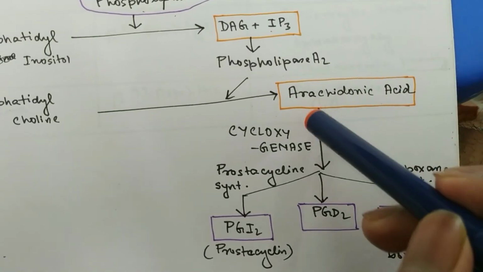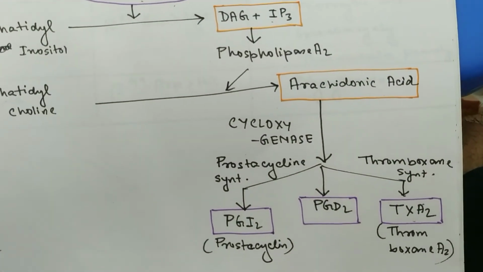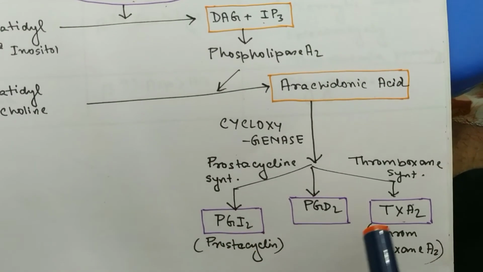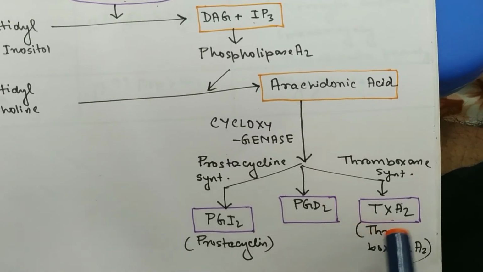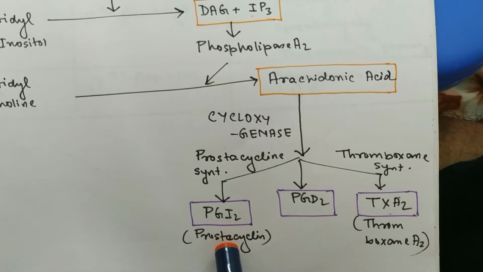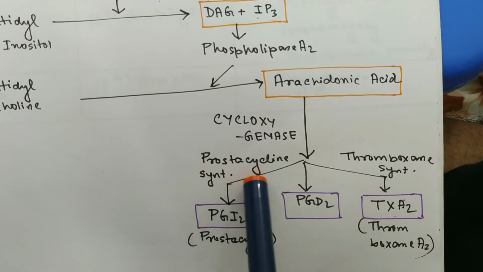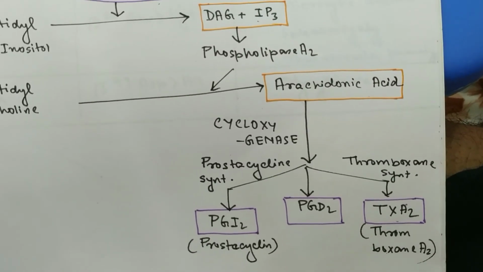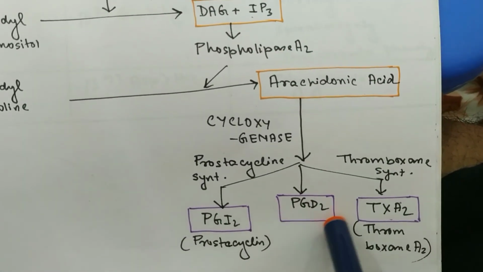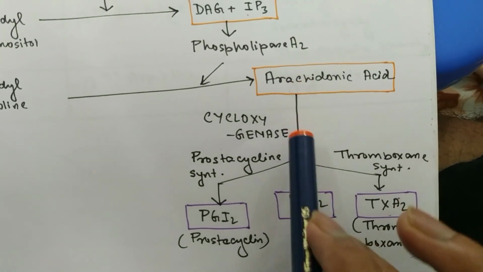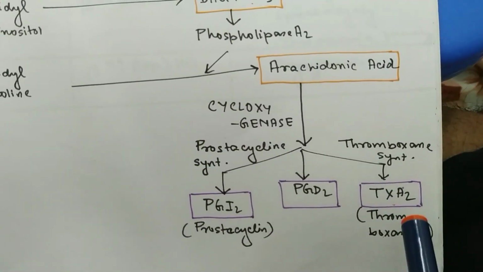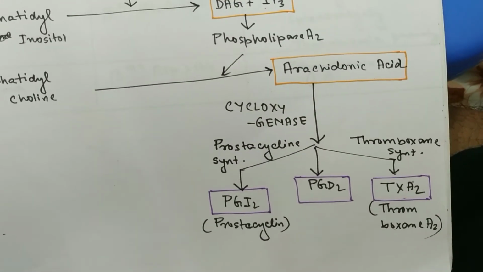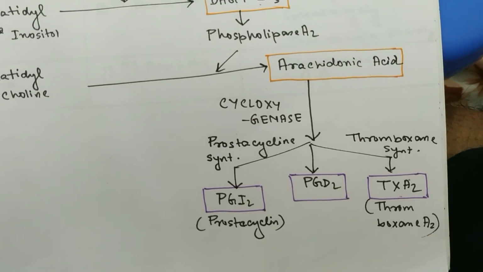This arachidonic acid will now undergo the cyclooxygenase pathway to produce prostacyclin or thromboxane A2. Prostacyclin formation occurs with the help of prostacyclin synthetase, and thromboxane A2 formation occurs with the help of thromboxane synthetase. There is also formation of prostaglandin D2 from this cyclooxygenase pathway. So thereby this thromboxane A2 will now activate the platelets in an autocrine or paracrine fashion.